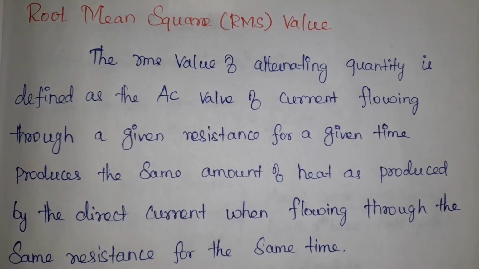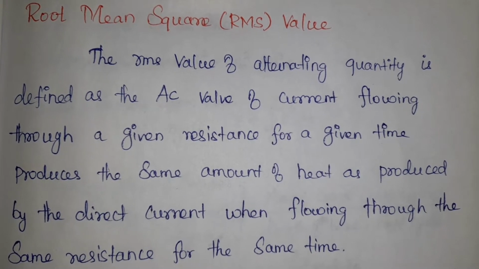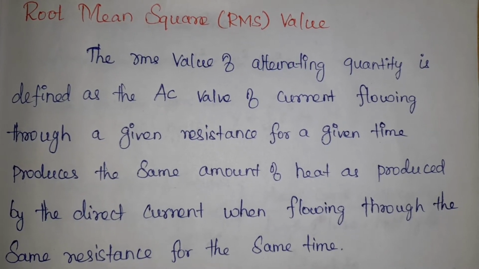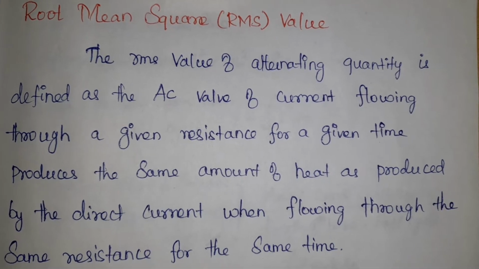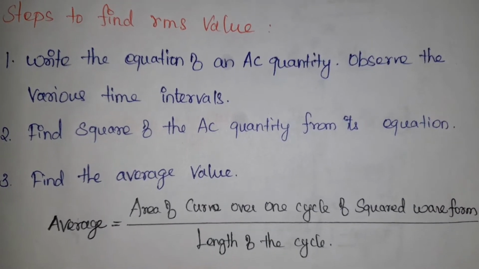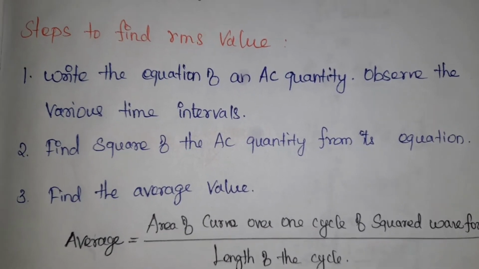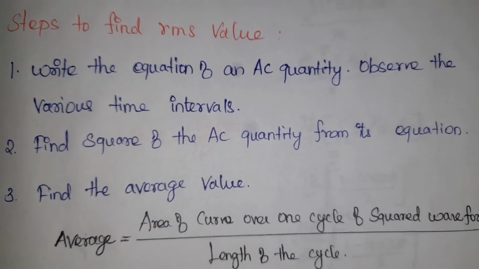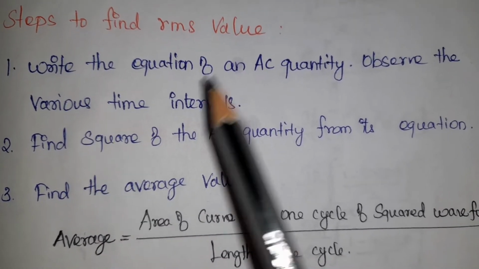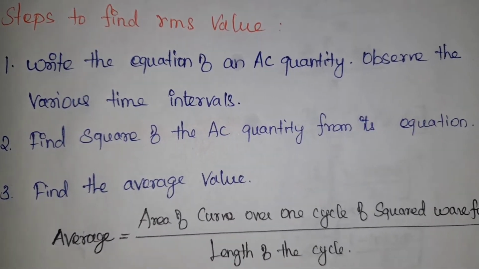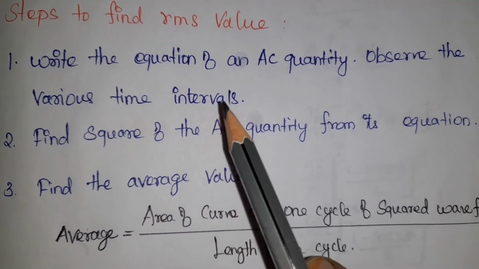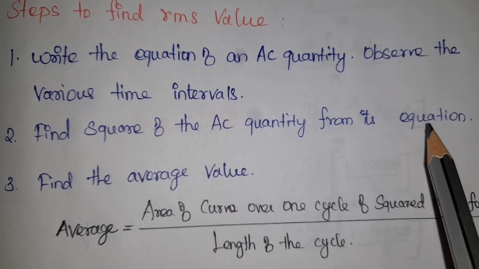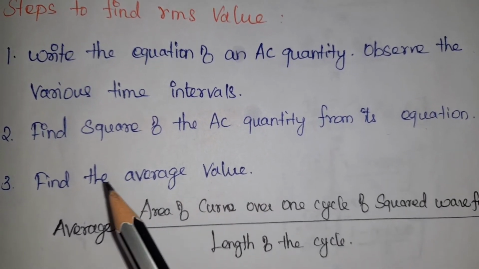We have to know the root mean square value of current and voltage for the AC signal, or the instantaneous value of the AC signal. We have to know the steps to find the RMS value. First, write the equations of an AC quantity, observing the various time intervals. Quantity means parameters like current, voltage, whatever it may be. Second, find the square of the AC quantity from its equations.